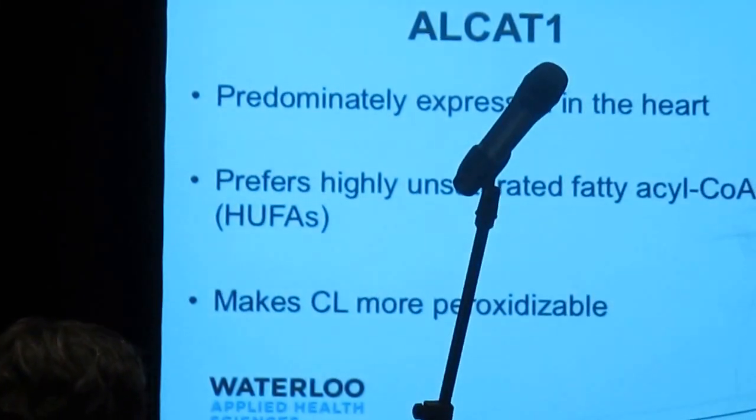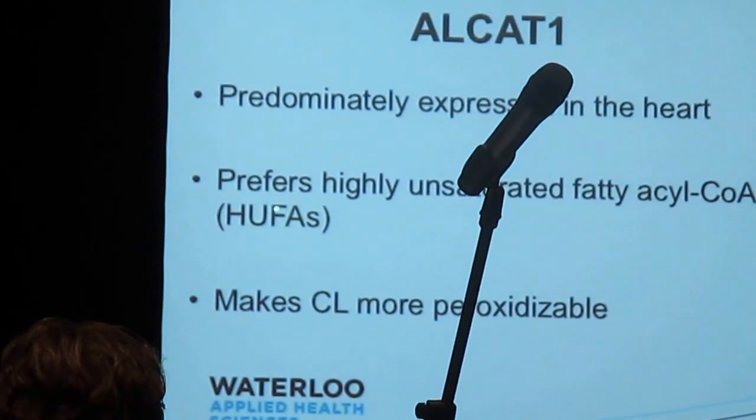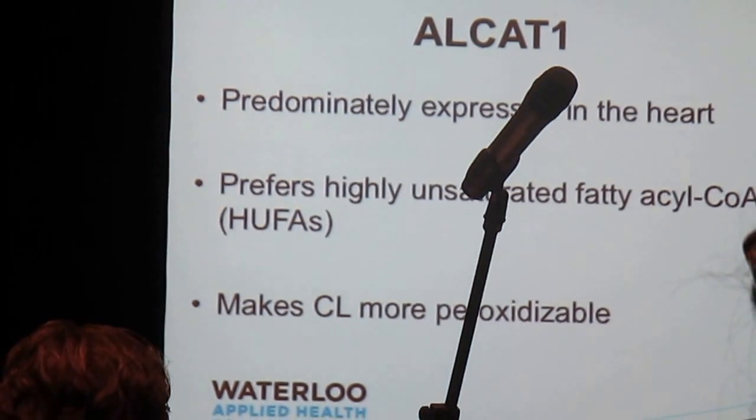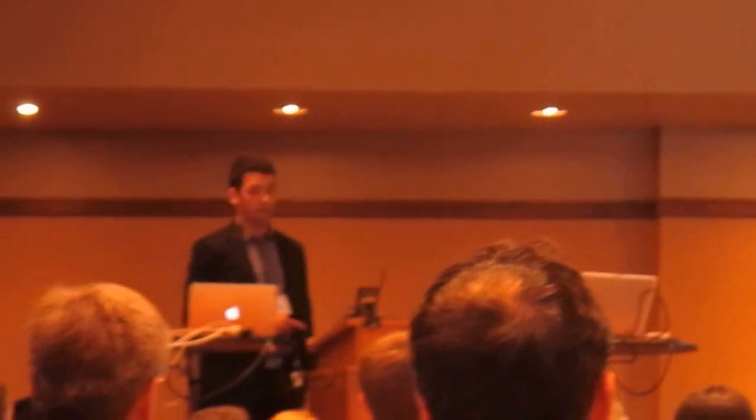And so as exciting as the mitochondrial data was, this was even more exciting because now we have an enzyme that's functioning as an acyl-CoA lysocardiolipin acyltransferase. It's functioning as an ALCAT both in vitro and in vivo. ALCAT1 has already been identified. It was the AGPAT formerly known as AGPAT8. ALCAT1 is predominantly expressed in the heart, whereas our ALCAT is predominantly expressed in the brain. ALCAT1 prefers to acylate HUFAs, highly unsaturated fatty acyl-CoAs, which makes the cardiolipin that it produces more peroxidizable, whereas our ALCAT prefers to acylate saturates, making it less peroxidizable. And so we're renaming AGPAT4 ALCAT2.